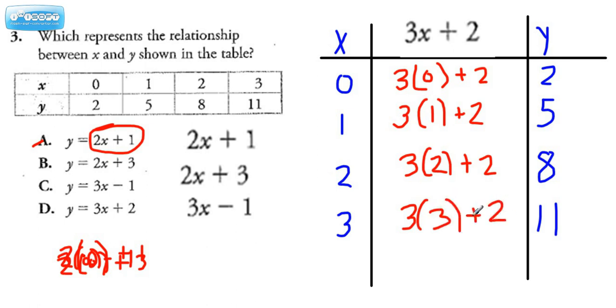3 times 3 is 9. 9 plus 2 is 11. So we found it. The answer would clearly be choice D, because 3x plus 2 matches this right here.